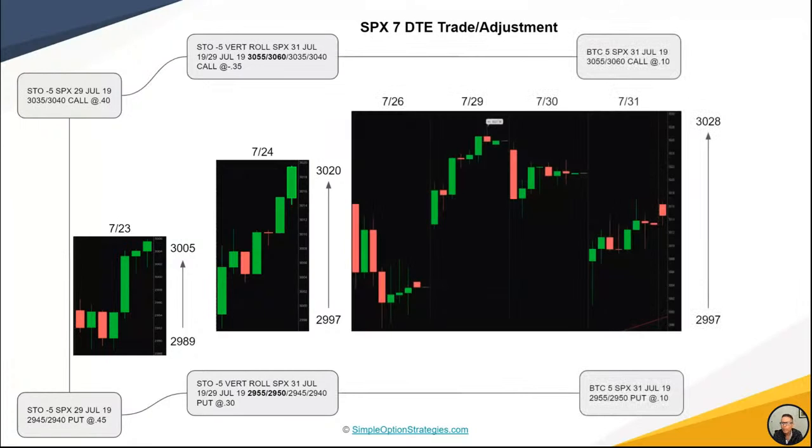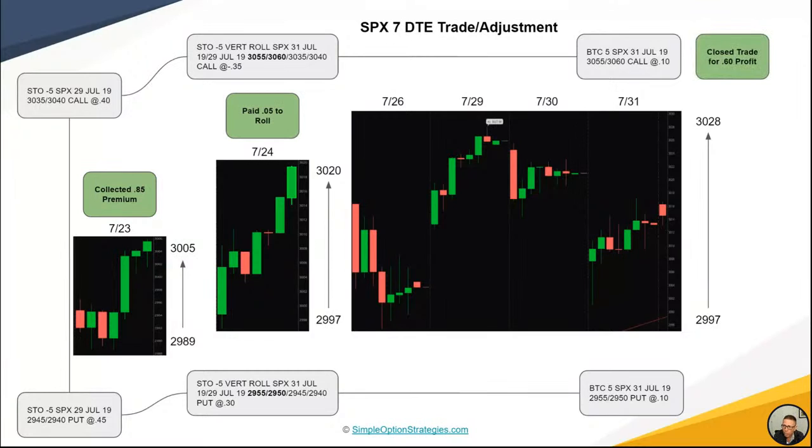So what happened after that? The market went through, and I was able to close both positions for 10 cents. So it was a profitable trade, even though I rolled one side for a debit. I collected 85-cent premium at the beginning, I paid 5 cents to roll it, and I closed it for a 60-cent profit. That's a successful trade. So if you look at it that way, you won't get caught up in the fact that you're rolling for a debit. You're rolling for a loss basically in that particular trade, but it's only one leg.